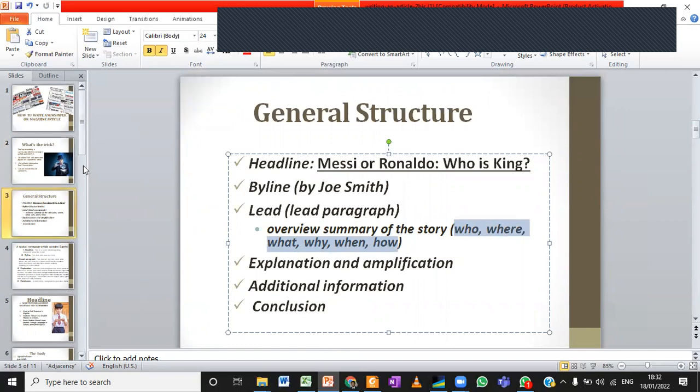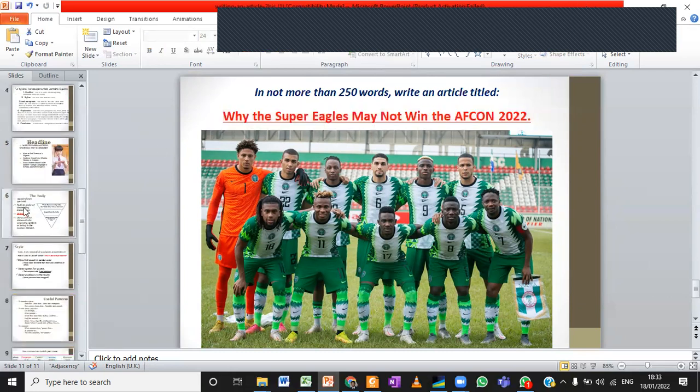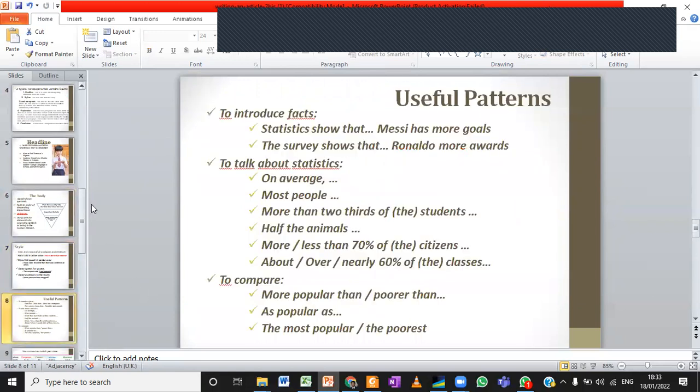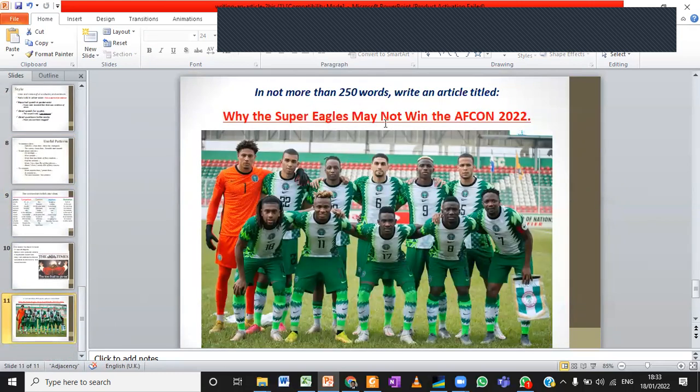So this is what I want you to do right now. I want you to write just the first paragraph of this title for me and send it to me right now. This is just a task, okay? Why the Super Eagles may not win the AFCON 2022. Okay, let's make this your homework. Let's do this Messi thing. Messi or Ronaldo. Wait. So, did you say why the Super Eagles may not win the AFCON 2022? Can you see my screen? I think they'll win. Like I said, it's my opinion. It's your opinion. You think they will win? Give us facts. Okay.